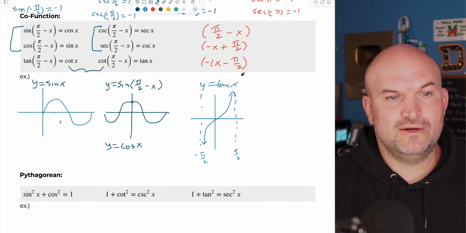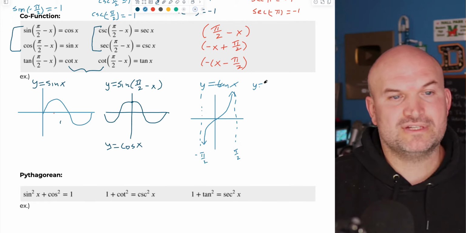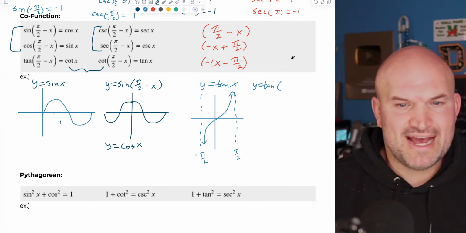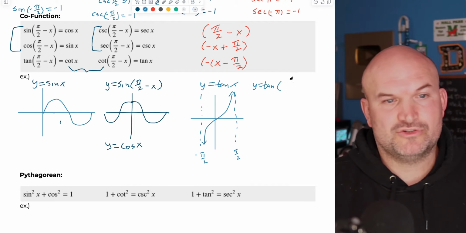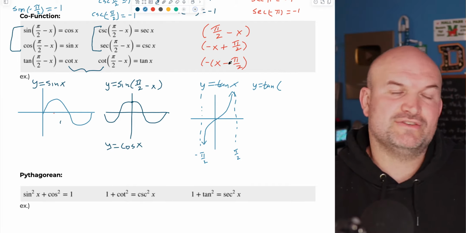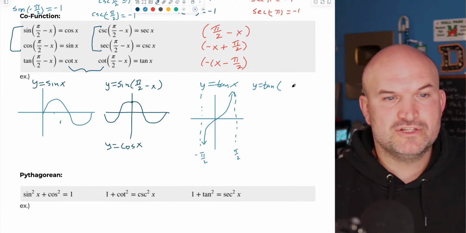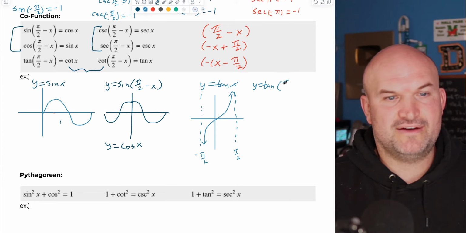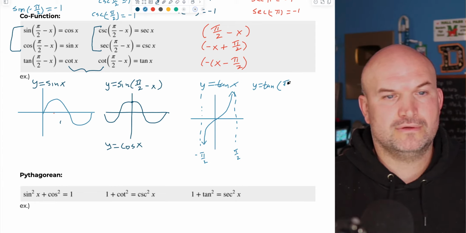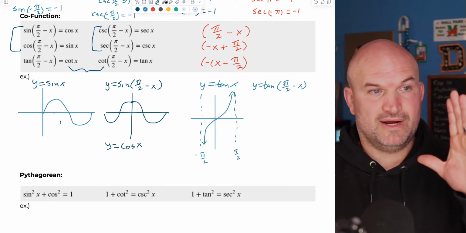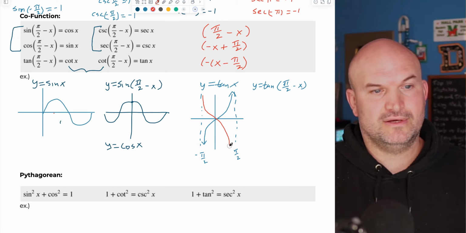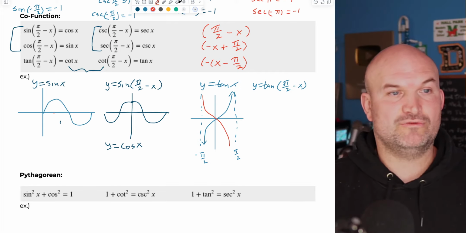Okay, so let's see what the graph of y equals tangent of pi halves minus x looks like, if we just apply those transformations, shifting it to the right and reflection. So pi halves minus x. Okay, so again, take this graph. If we reflect it about the y-axis, it's going to look like this. Now, let's shift it pi halves to the right.